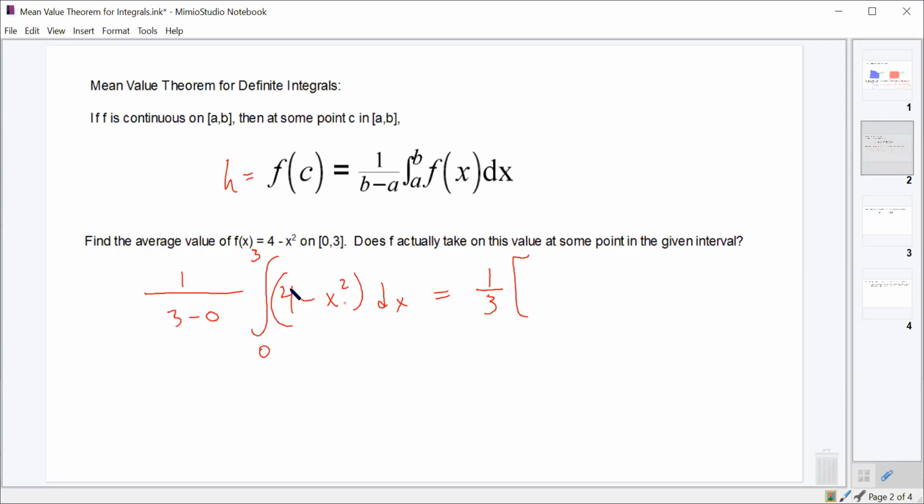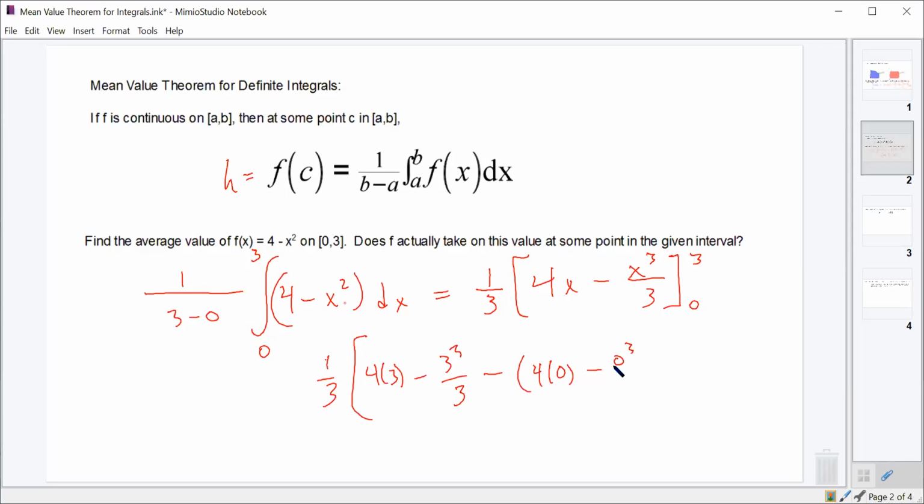Integral of 4 is 4x. And the integral of minus x squared is 1/3 x cubed, cubed over 3, right? The power rule. Go up a power, divide by the new power. And this is a definite integral, because we're evaluating it from a to b. So how do we do that? Well, we put our 1/3 out in front still, and then we evaluate it at 3: 4 times 3 minus 3 cubed over 3. And then we subtract whatever you get when you evaluate it at 0, which in this case is 0.